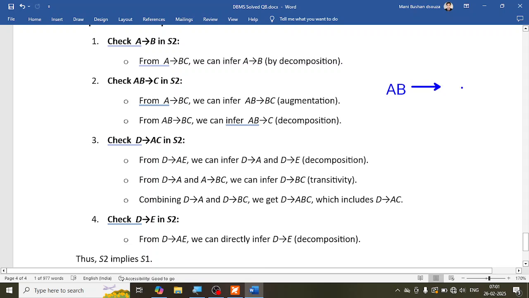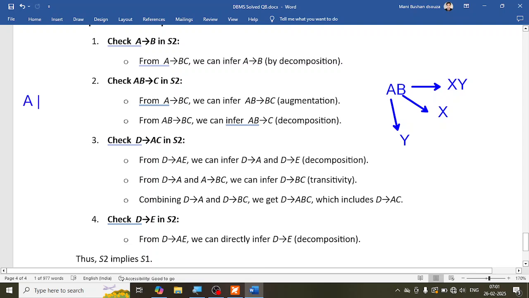Let's say AB derives XY. I'm just giving you a different one. What does this mean? AB can derive X. Yes, AB can derive Y. Is it not? It is the same analogy I am using here, the same analogy as the last one.